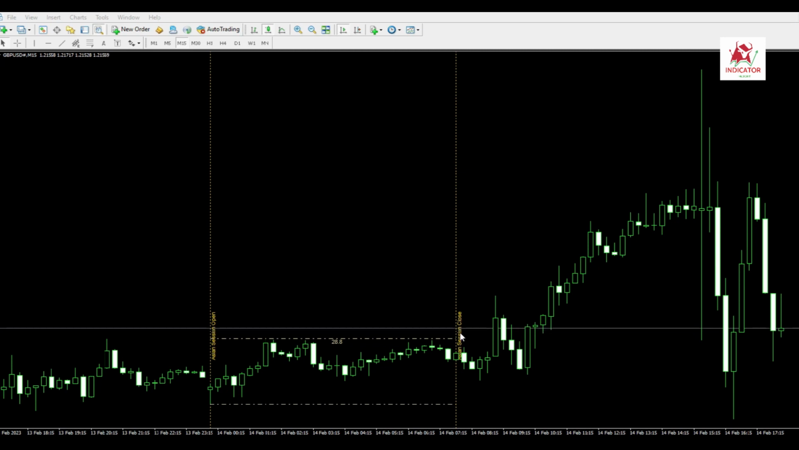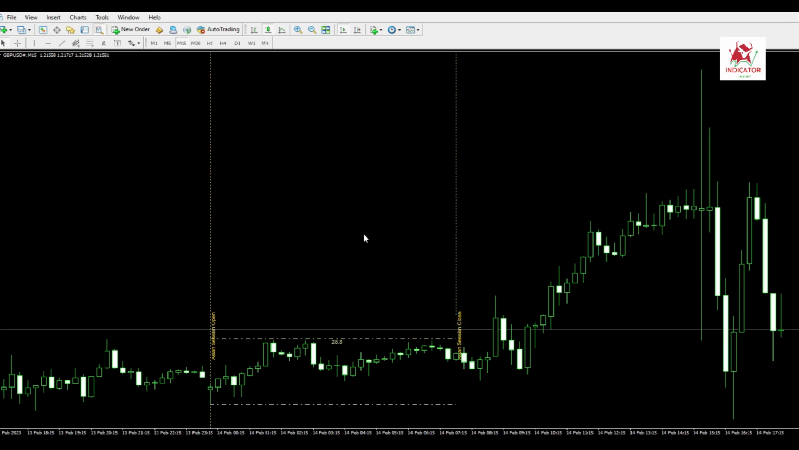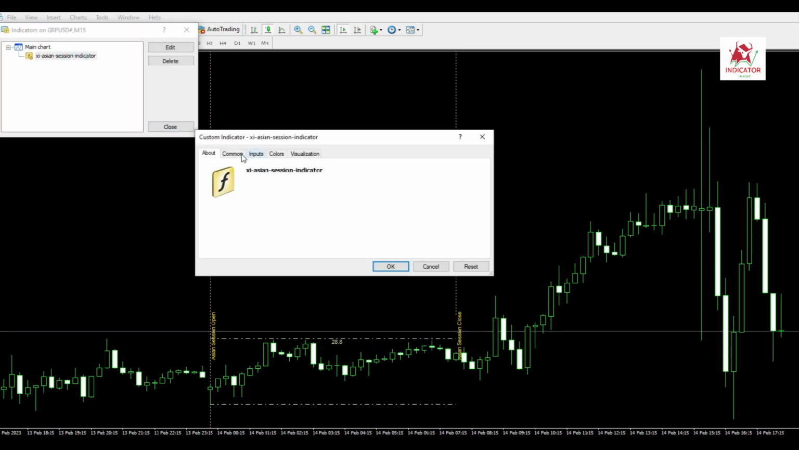One of the most profitable strategies is trading breakouts from this range to catch the massive price movement during the London and New York sessions. This is where the XY Asian Session indicator comes in handy. It highlights the Asian session, enabling you to profit from range trading.